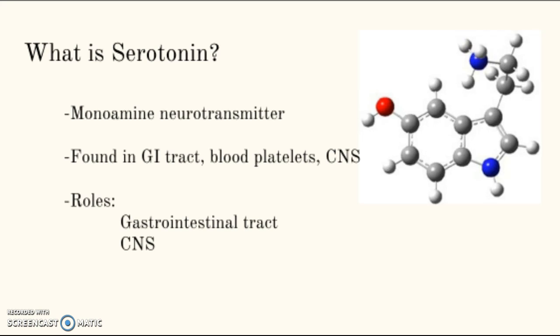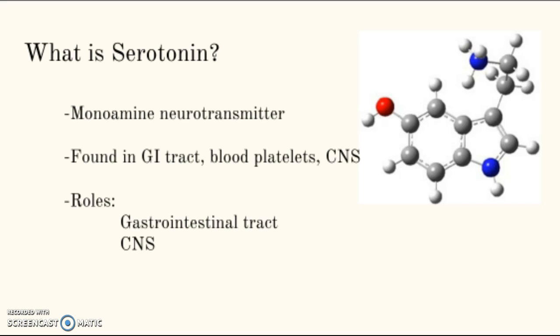Serotonin is a monoamine neurotransmitter, which means that its structure consists of one amino group connected to a ring by a two-carbon chain. It is primarily found in the gastrointestinal tract, blood platelets, and the central nervous system of animals. In the enterochromaffin cells of the gastrointestinal tract, where approximately 90% of the human body's serotonin is located, serotonin is used to regulate intestinal movements.